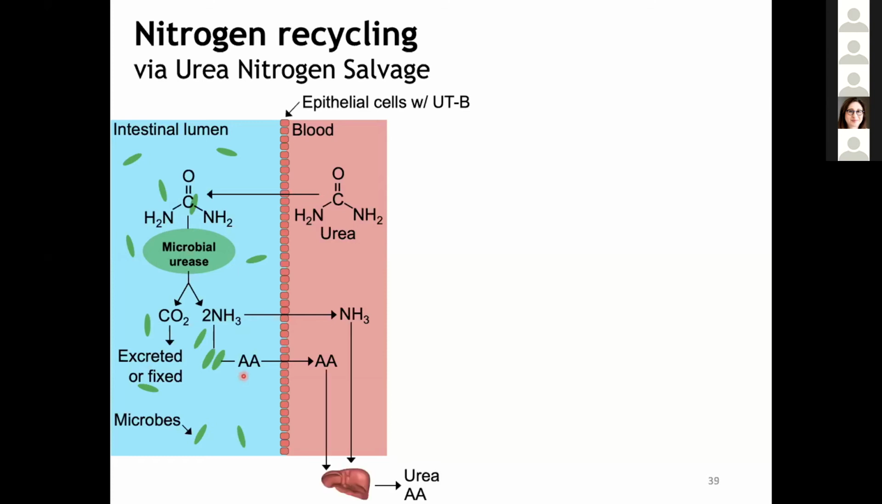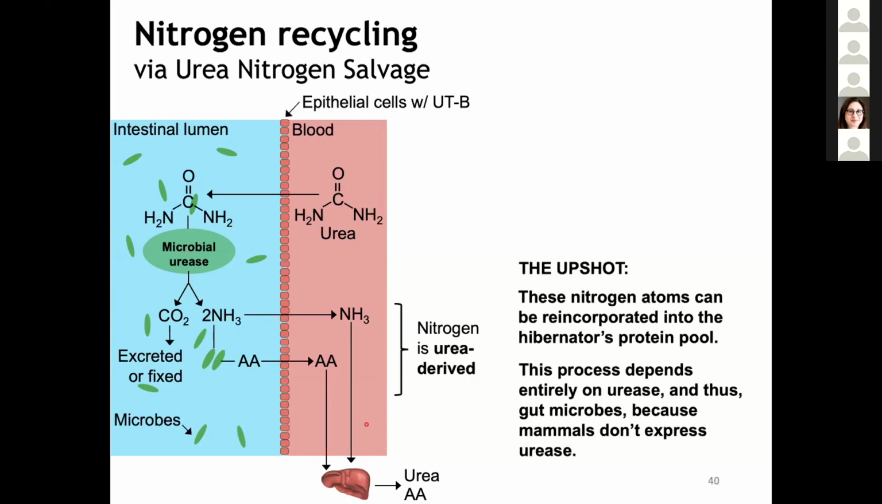Once in the squirrel, there are different fates for these compounds again. The ammonia could be converted back to urea in the liver, or it could be converted into amino acids. The amino acids could be used as is, or they could be converted into other amino acids or proteins in the liver, or used in other peripheral tissues. The main point here is that these nitrogen atoms are urea derived, and they can be reincorporated into the hibernator's protein pool. This process depends entirely on urease, which is to say it depends entirely on gut microbes, because vertebrates like the ground squirrel do not possess the genes for urease.